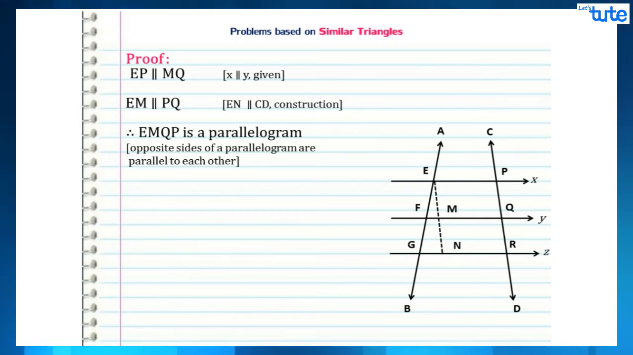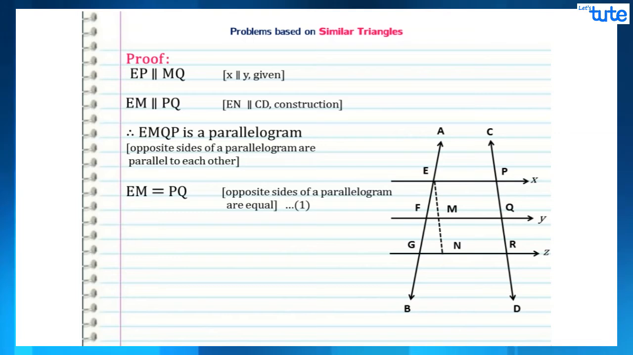Since the opposite sides of a parallelogram are parallel to each other, we can say that EMQP is a parallelogram. And because opposite sides of a parallelogram are equal, we can say that EM equals to PQ. We'll consider this as equation 1.